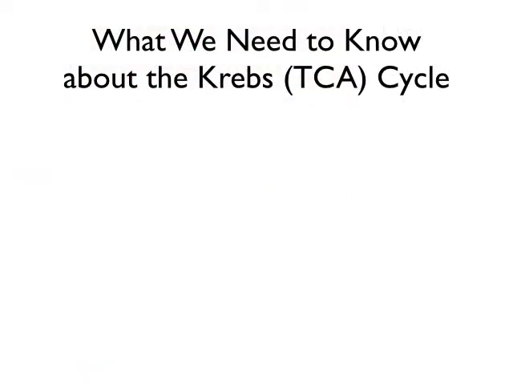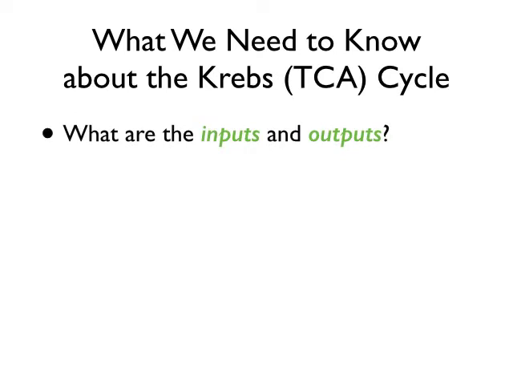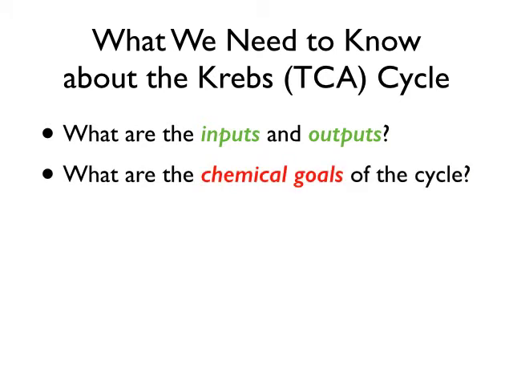I want to remind you that we want to know several things about the Krebs cycle. First of all, what are the inputs and outputs? What molecules enter the cycle, and what are the outputs of the cycle? In particular, we want to know what are the chemical goals of the cycle. And just as a reminder, the main chemical goal is to produce reducing power that we will use via electron transport during oxidative phosphorylation.